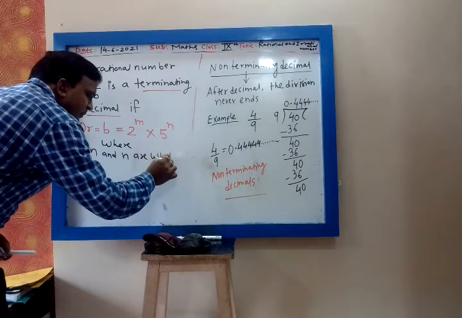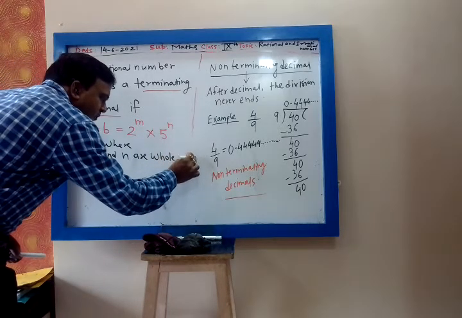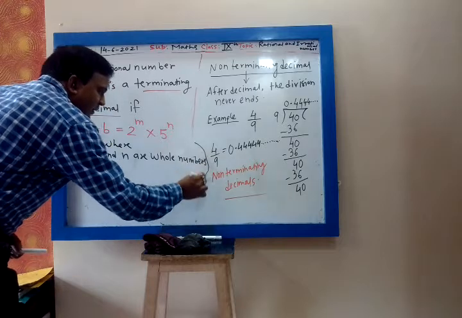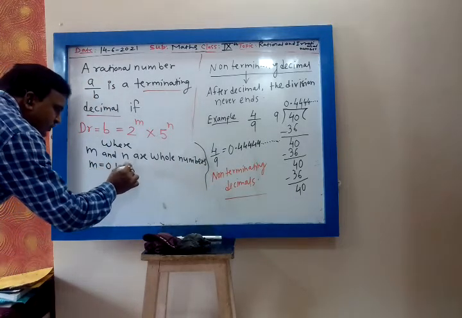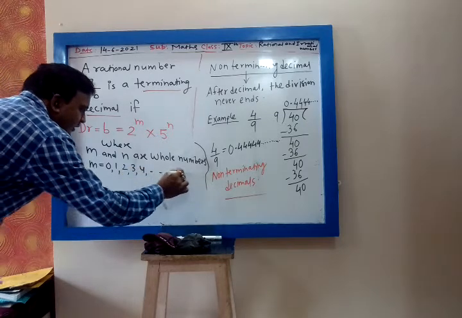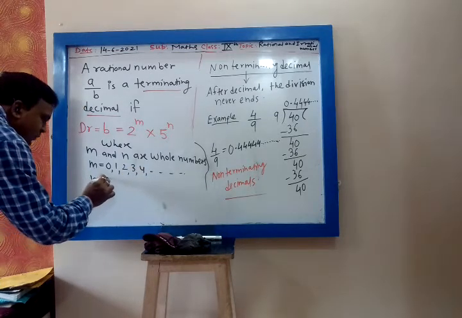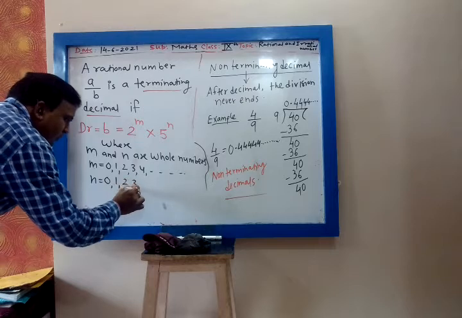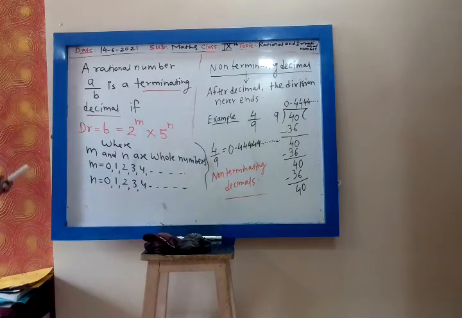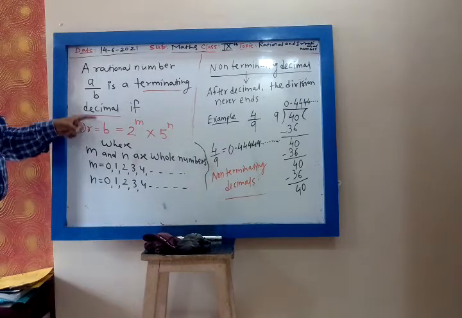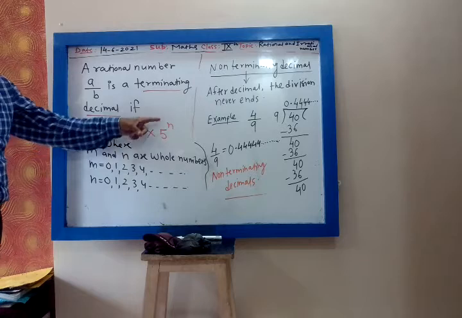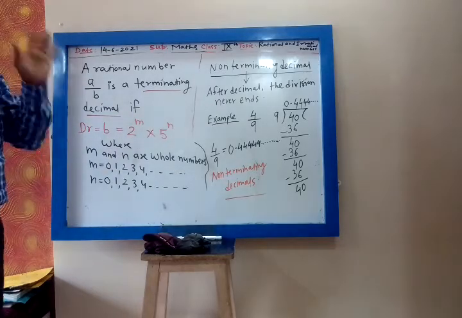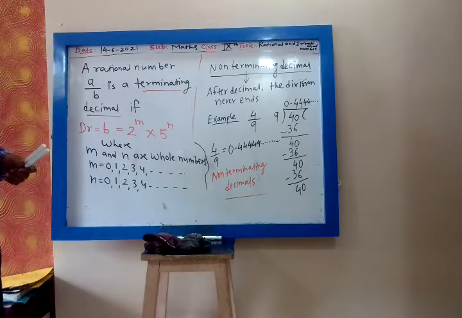So what are whole numbers? Tell me. 0. So m can take the value 0, 1, 2, 3, 4, and so on. And n can also take the value 0, 1, 2, 3, 4, and so on. So if the denominator of any rational number is expressed in the form 2 raised to m into 5 raised to n, then it is a terminating decimal.